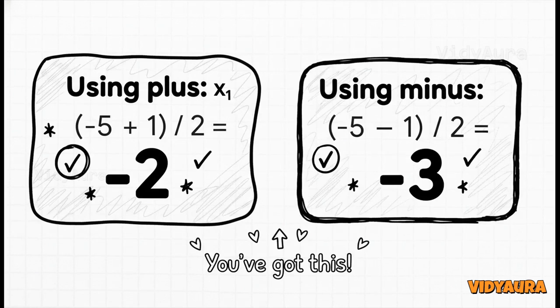For the first one, let's use the plus. Minus 5 plus 1 is minus 4. Divide that by 2, and we get minus 2. There's our first root. Now for the second one, we use the minus. Minus 5 minus 1 is minus 6. Divide that by 2, and we get minus 3. And there you have it, our 2 solutions. See, the formula never fails.